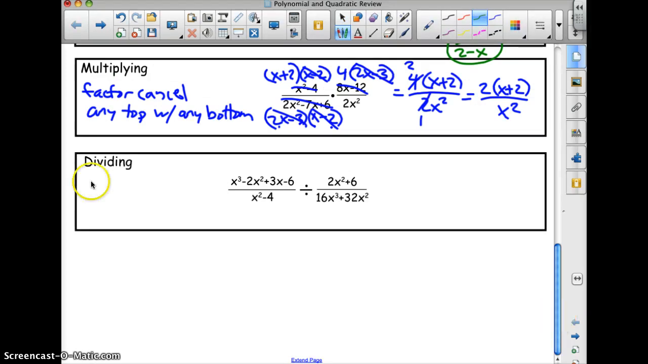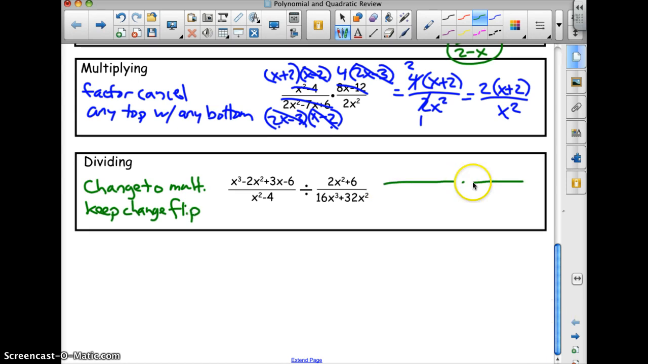All right, dividing, basically you're going to change to multiply, okay? And that is keep, change, flip. So I'm going to keep the first term, change to multiplication, and flip the second one. So it's going to be something times something.